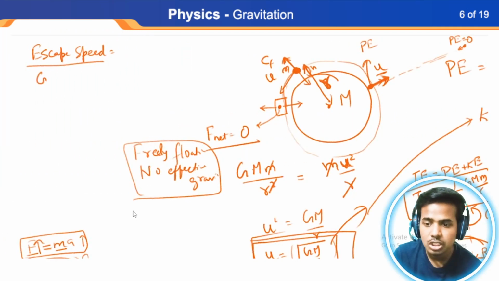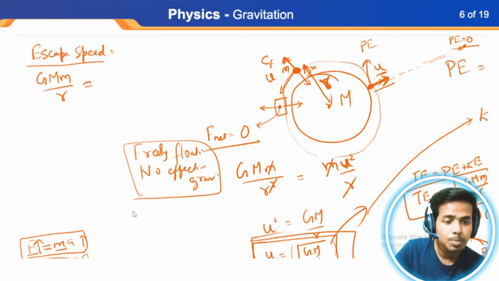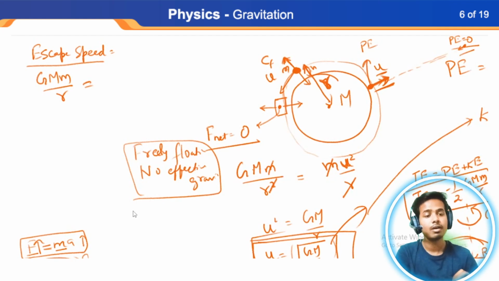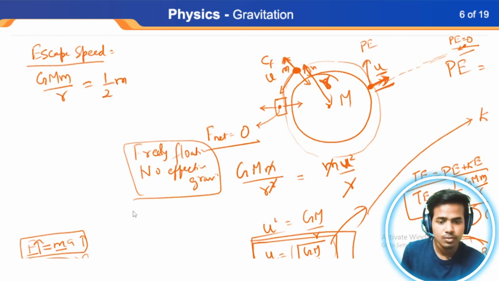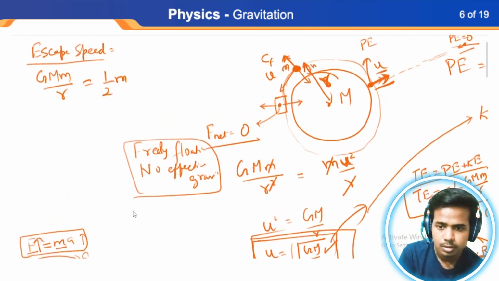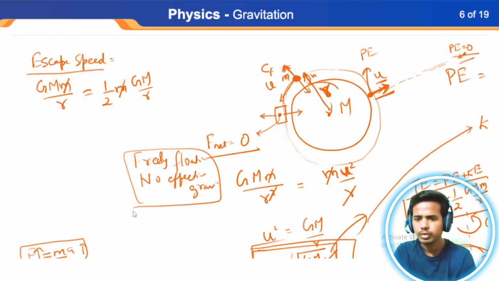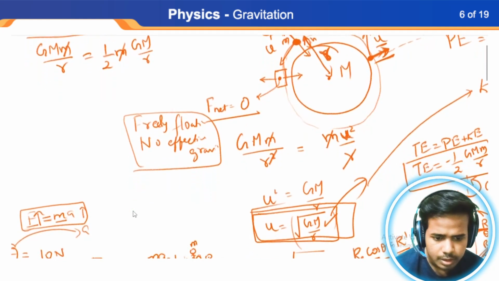Change in potential energy is nothing but G M m divided by r, because the final potential energy was 0. The change in kinetic energy is the initial kinetic energy minus the final kinetic energy. The final kinetic energy is also 0 because the velocity there is 0. Half m v square. What was v square here? G M by r. This gets cancelled out. Wait, I think something is missing here. Half m v square, right?